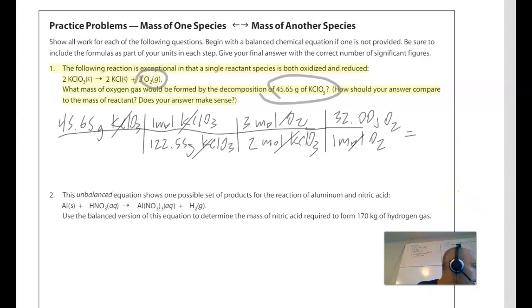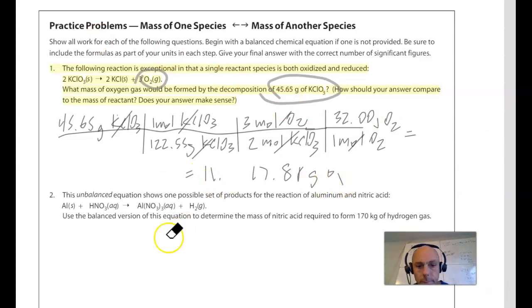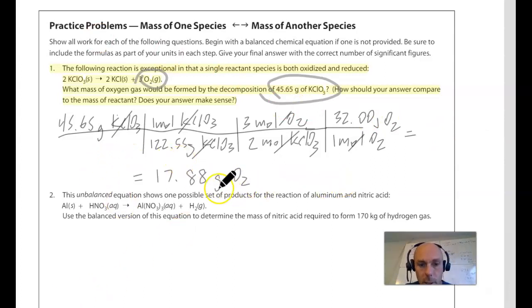And I get, with 4 sig figs, 17 point, ooh, that's not very nice, 17.88 grams of O2. And filming makes me nervous, so I struggled to write well last time. It's 17.88 grams. A little bit better written there is the final answer.